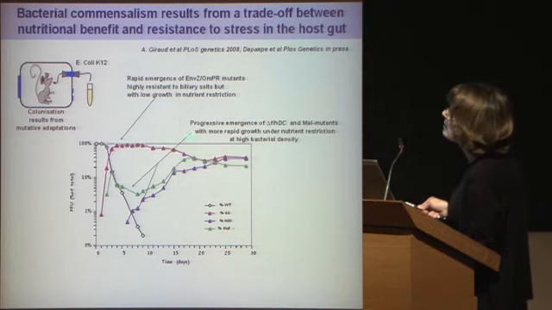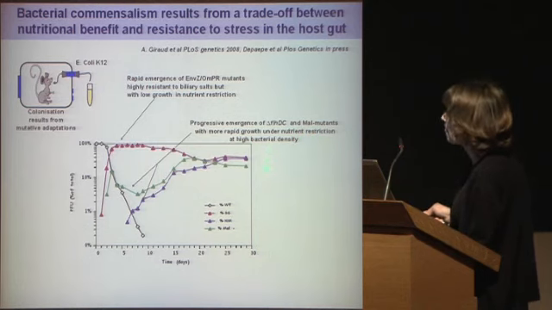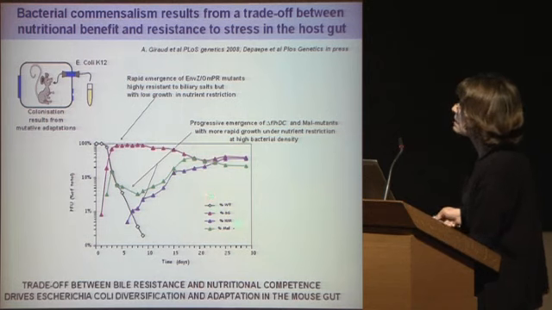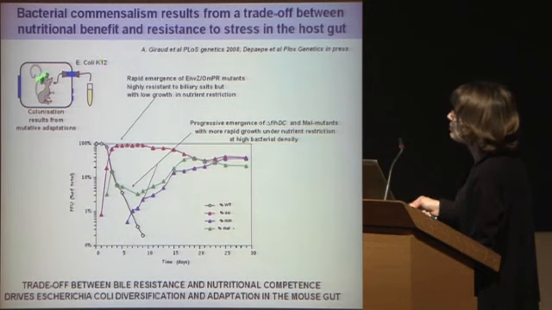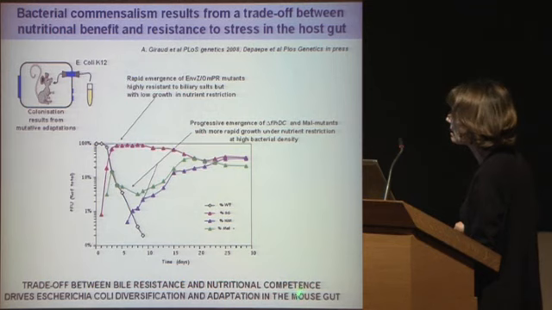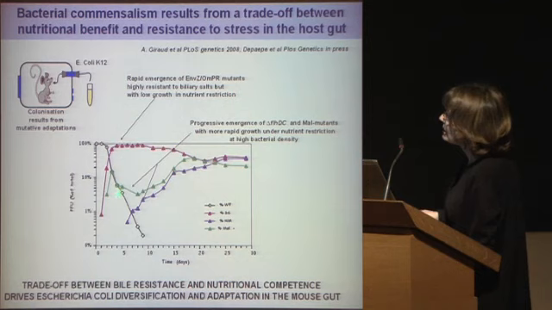And in that case, you see the progressive emergence of 2 different mutants, which are able to rapidly grow under nutrient restrictions at high bacterial density. So it seems that, at least for these bugs, which live in the mucus, being able to live in the mucus and in the gut results from a trade-off between bile resistance and nutritional competence. And perhaps just a word for immunologists: these 2 mutants have lost the flagellin.